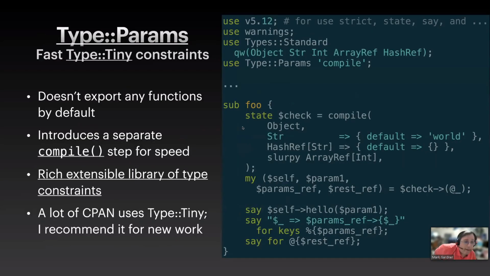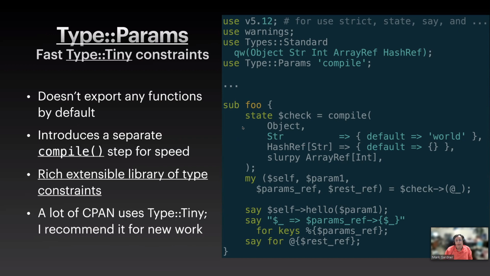One thing to note about Type::Tiny and Type::Params is it's used by quite a lot of CPAN modules. So I also recommend it for new work. If you were asking which of all of these different options I recommend right now, this is it. What Type::Params gives you, I think it was George who asked earlier, is that it has this separate compile step before, so it's faster than Params::Validate.